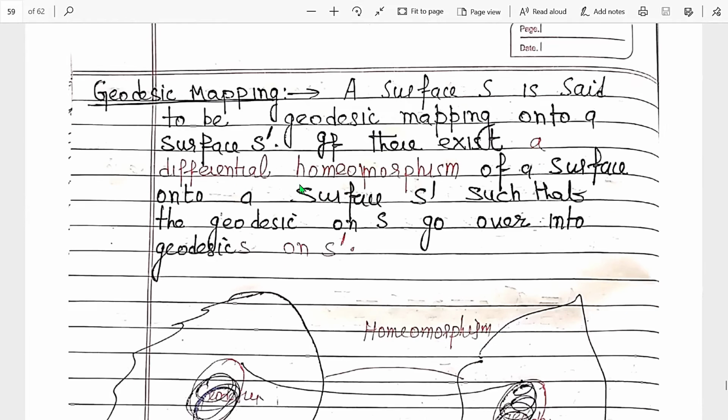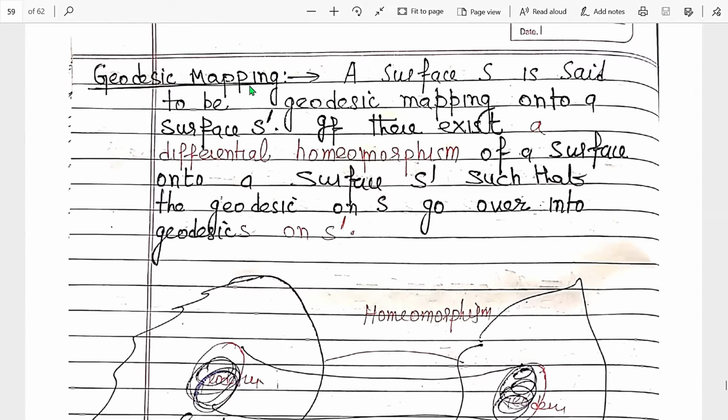Now the next article, geodesic mapping. It is almost the last article of this chapter. So geodesic mapping. A surface S is said to be geodesically mapped onto a surface S dash if there exists a differentiable homeomorphism of the surface S onto the surface S dash, such that the geodesics on S go over into geodesics on S dash.